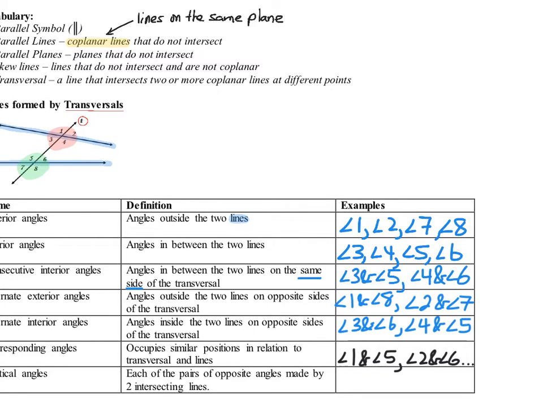Vertical angles are the pairs of opposite angles made by 2 intersecting lines. I would say the name vertical angles is probably one of the more frustrating names, because like consecutive interior angles, you can kind of convince yourself somewhere along the lines that, okay, 3 and 5, it's one after the other on the same side, maybe that's what consecutive means. But vertical angle, there's nothing vertical about vertical angles.